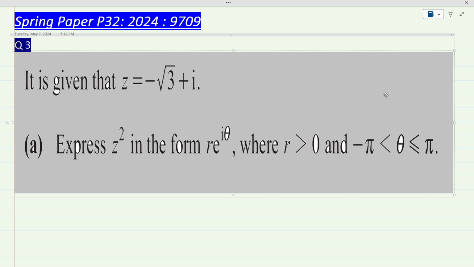So in question number 3, the z which is given in Cartesian form is minus root 3 plus i. I'm going to convert this into polar form, or modulus argument form, or you can say exponential form. First of all, find its magnitude. So that would be minus root 3 square, 3. 1 square is 1. Take its square root, so 2 units. So this is the length of the complex number.